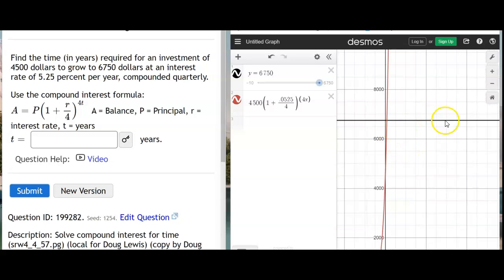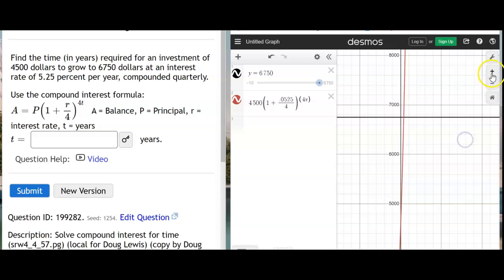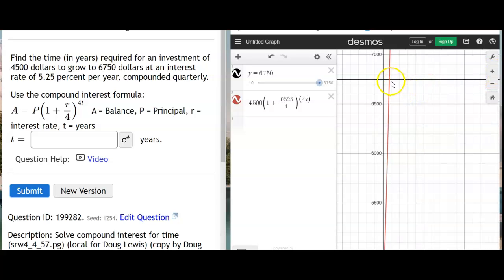And now, typically Desmos will give us that point. If we go close enough in and mark it, it'll tell us what that point is. Just come over and click on it, and it gives it right there. When x is 7.774, then the y value is 6,750. So the x value is 7.774, and that's all we have to do.